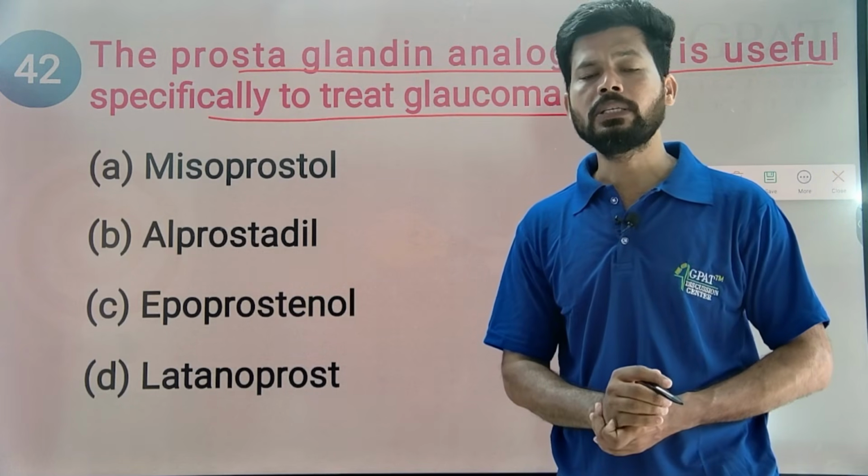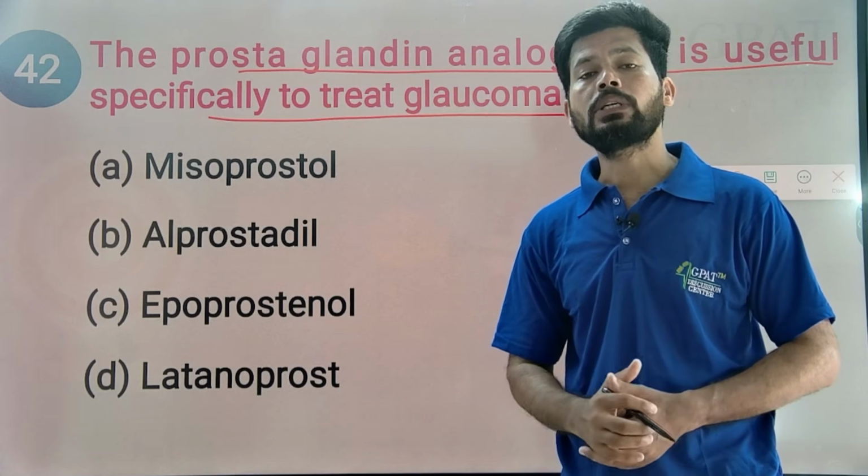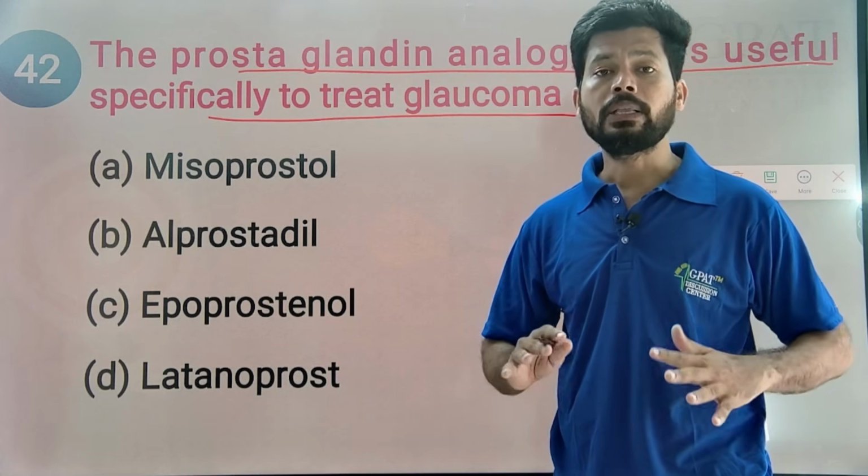Prostaglandins are also known as autacoids, or local hormones, and prostaglandins are naturally present in the body. They have different clinical applications.